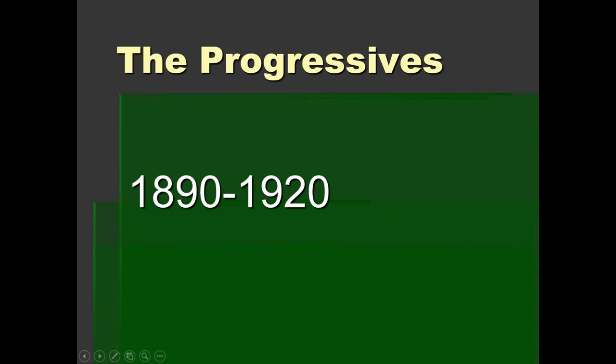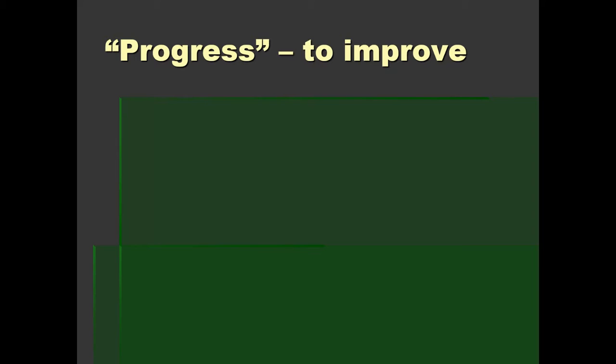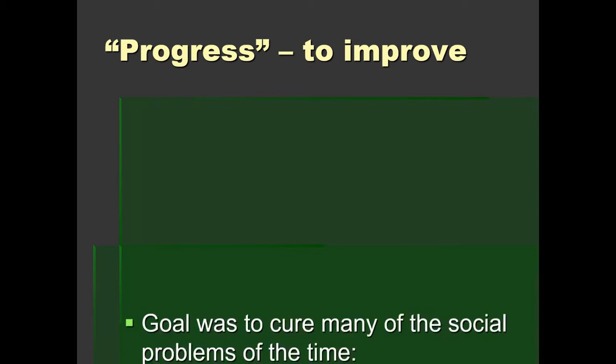So we talked about the term progressives and made sure that we put our proper notes heading on, like we've been in the habit of doing. The era we're covering is 1890 to 1920. The word progressive has the word progress in it, and it means to improve something, hopefully. When you make progress, you get better.